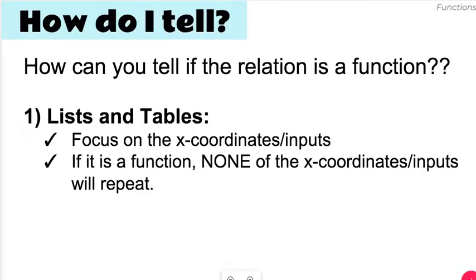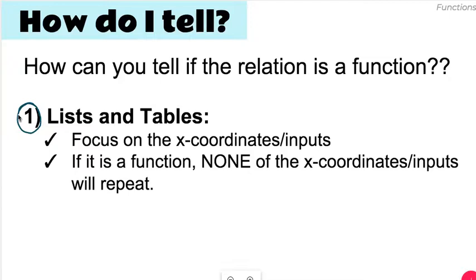So, yes, we looked at a menu. That's amazing. But I do need to give you a better way of how to tell if something is a function or not. Because if you remember back to the relations, there are 4 ways to show relations: a table, a list of values, a graph, and the mapping. So depending on what everything looks like, I'm going to talk you through how to tell if it's a function or not. Okay, so our first thing we're going to look at are lists and tables.